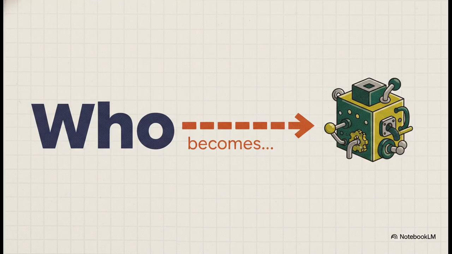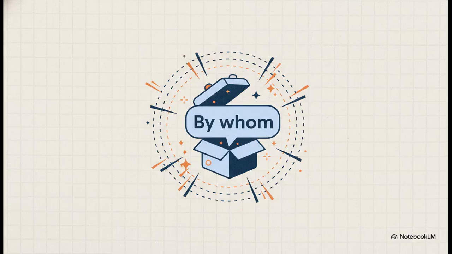So what's the secret? It's a neat little substitution. When you've got a question that kicks off with who, you just transform that one little word into a tiny two-word phrase. And that phrase is by whom. That's it. That's the entire secret. You just swap who for by whom at the very beginning of the sentence.